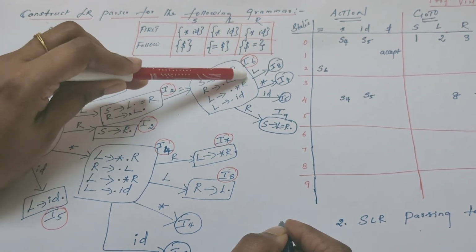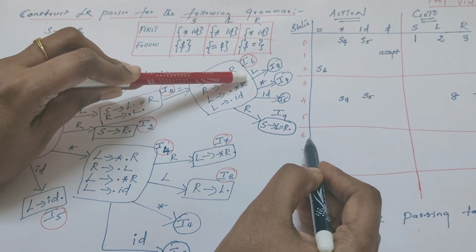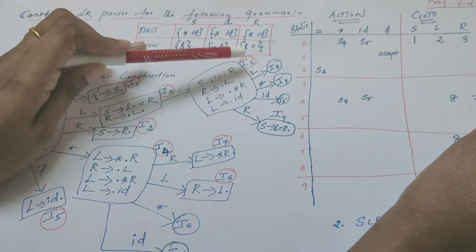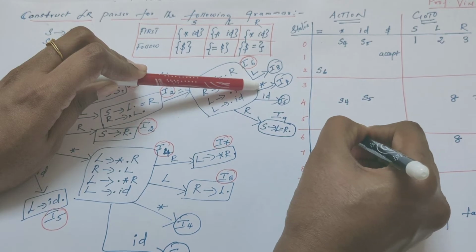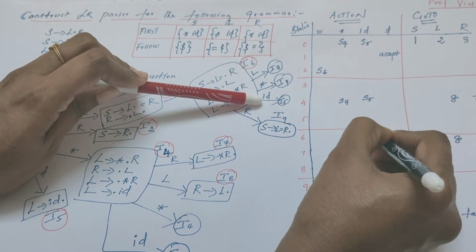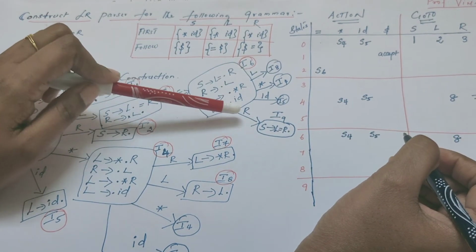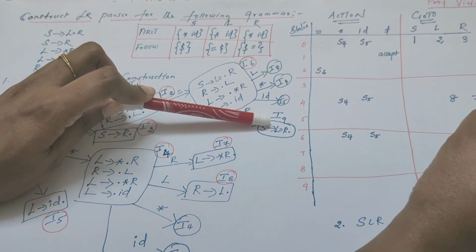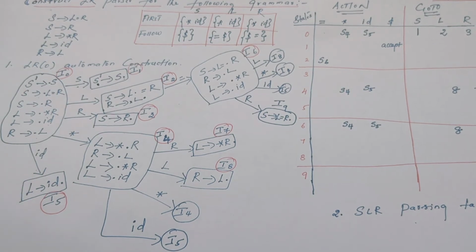From the sixth state on reading L, it enters into state 8. From the sixth state on reading star, the value to be entered is S4. On reading ID, the value is S5 because the state is I5. From the sixth state on reading R, it enters into state I9. So let me enter the value as 9 here. So we have in fact filled the goto column as well as the action column with the shift rules.